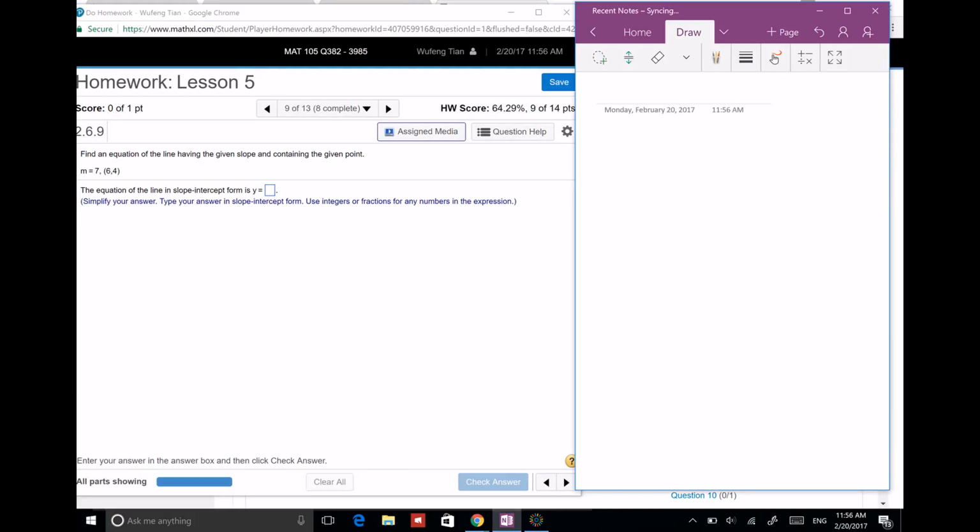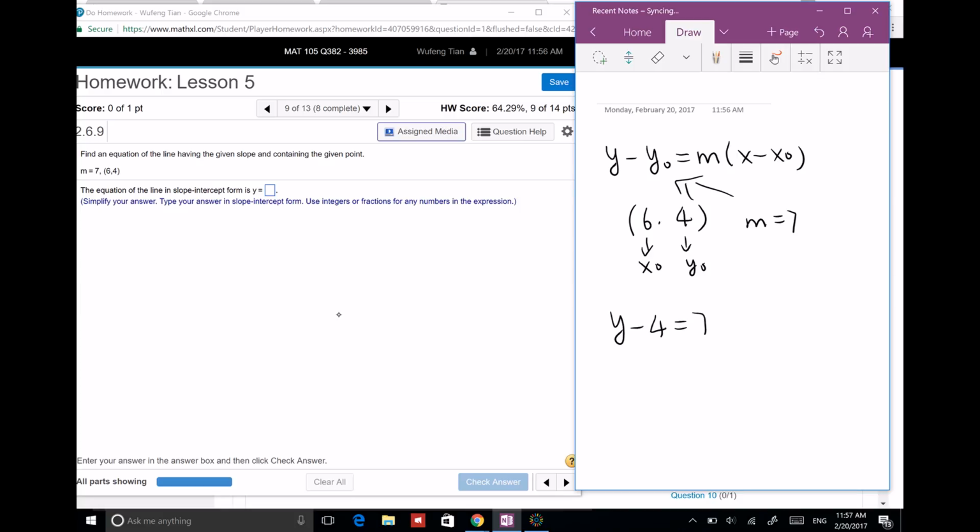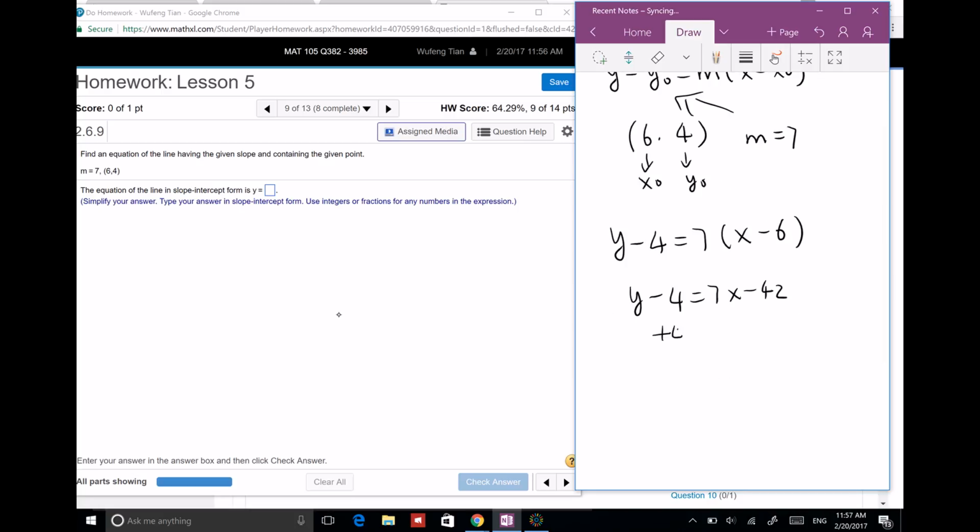Alright, so next one, find the equation of the line given the slope and containing a given point. So we're going to use the point slope formula: y minus y0 equals m times x minus x0. So here, 6 and 4. 6 is your x0, and 4 is your y0, and the slope is given, 7. So plug all of them into the equation. So what I have is y minus 4 equals 7 times x minus 6. So y minus 4 equals 7x minus 42. We'll add 4 on both sides, and then we get y equals 7x minus 38.